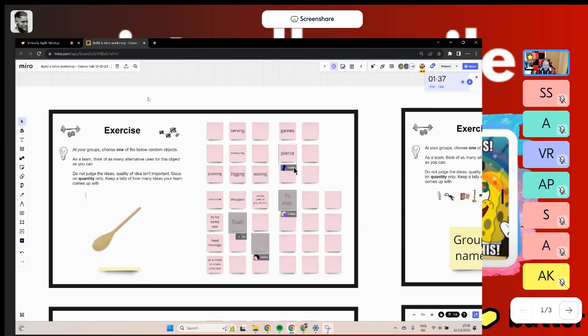Yeah, as a weapon, you could pierce something, you could stab someone. I'm not, by the way, encouraging anyone to stab anyone with a wooden spoon, just demonstrating a technique here.